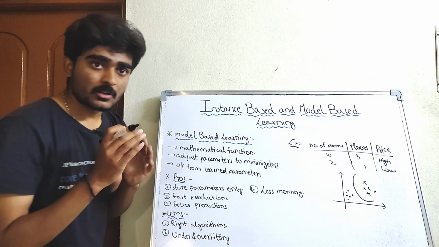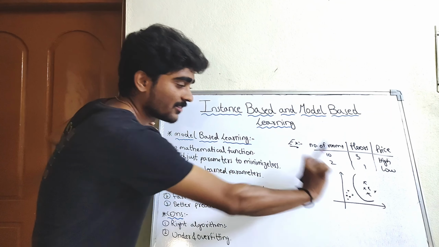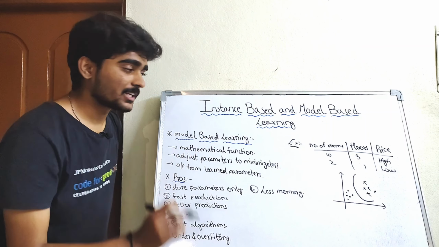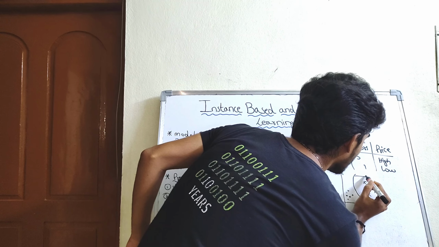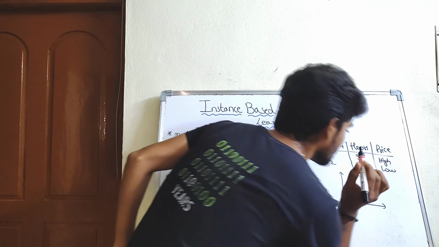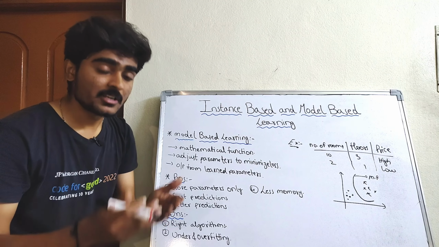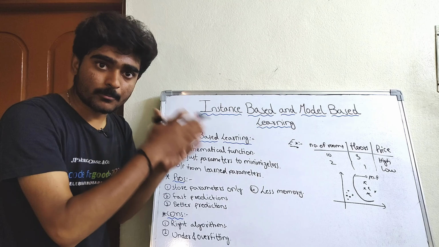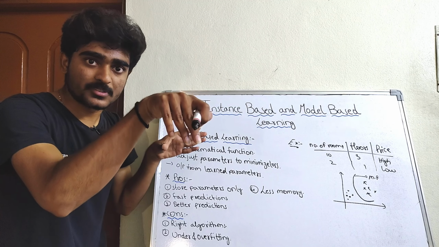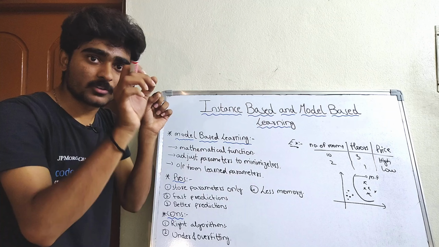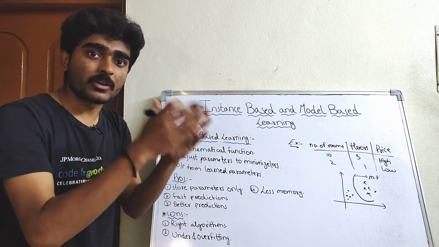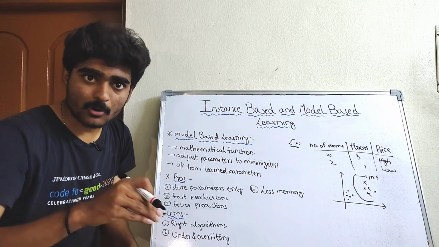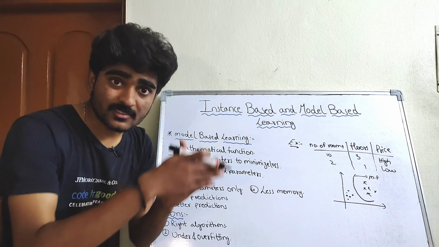Now let's compare these points with this example. First we have the mathematical function. Here, what is the mathematical function? This decision boundary is our mathematical function, which maps inputs to the output. How these outputs have occurred based on these inputs, there will be some mathematical connection, and that mathematical connection is this decision boundary.